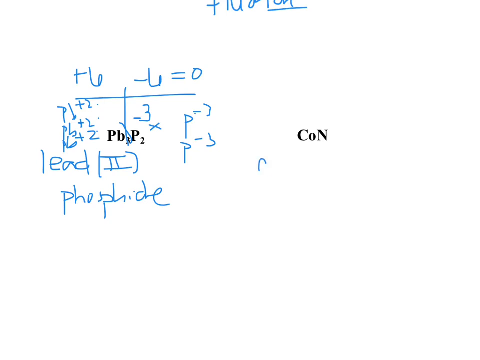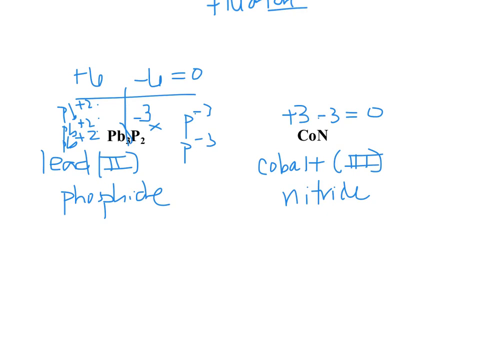And last one, we have cobalt. Take that time, look on the periodic table, it falls in the middle. If it's in the middle, it needs Roman numerals. So work backwards, we know nitrogen is a -3, there's only one of them, there's only one cobalt, so this must be cobalt(III) nitride.